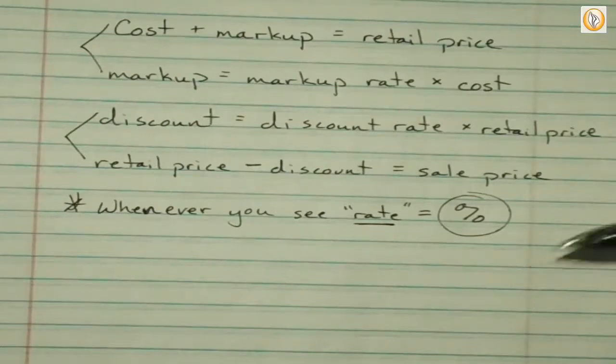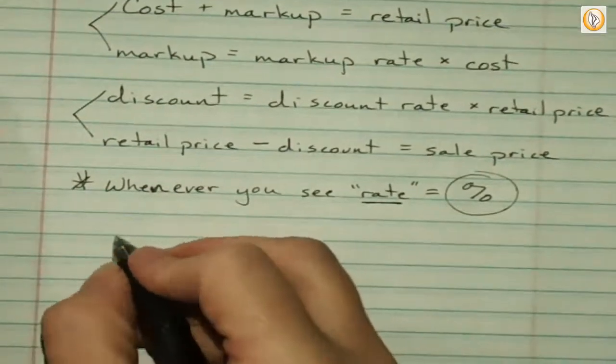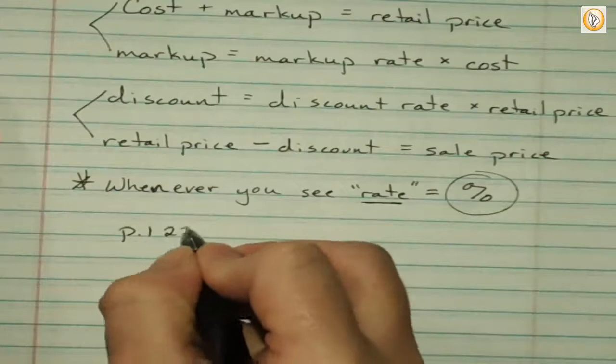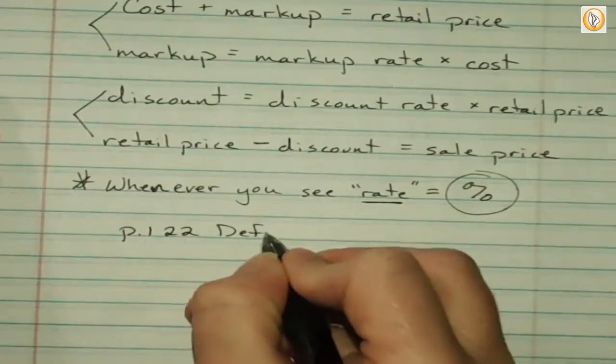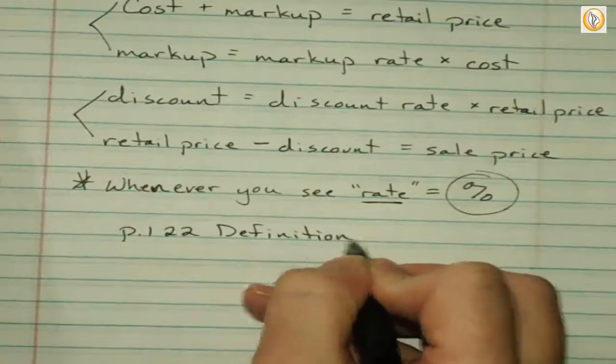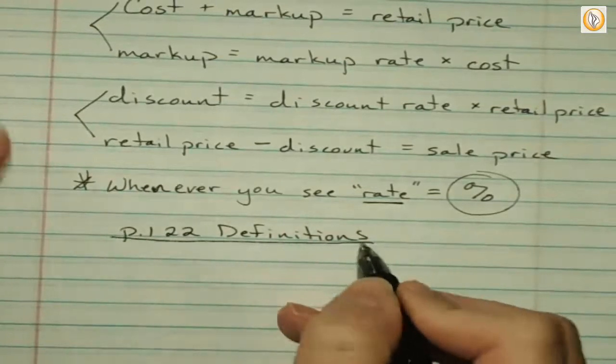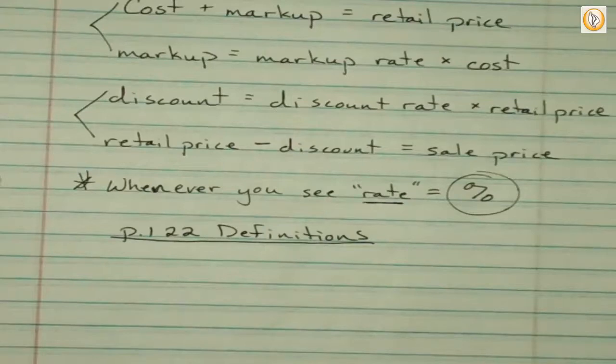Okay? Now let's talk about what each of these things mean. Look on page 122 for the definitions. We're going to go over them together. So page 122, definitions. All right. Cost. Michaela, what does it say for cost? The cost is the amount a merchant pays for the merchandise he will sell.